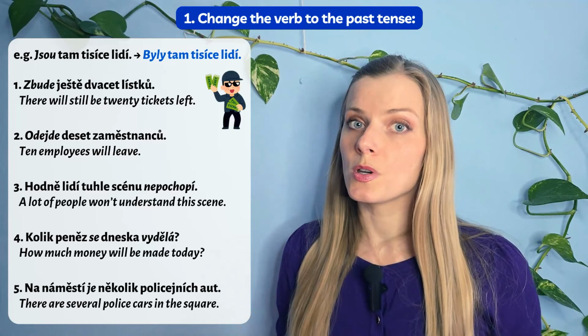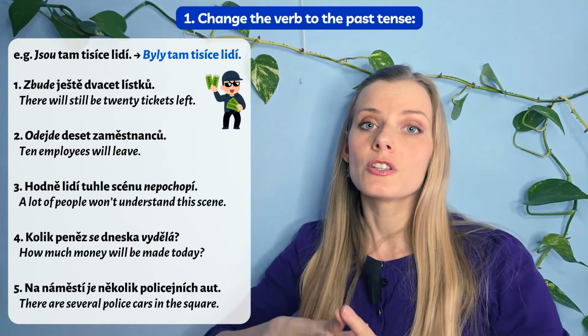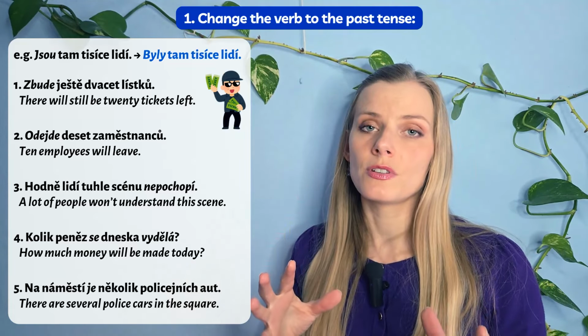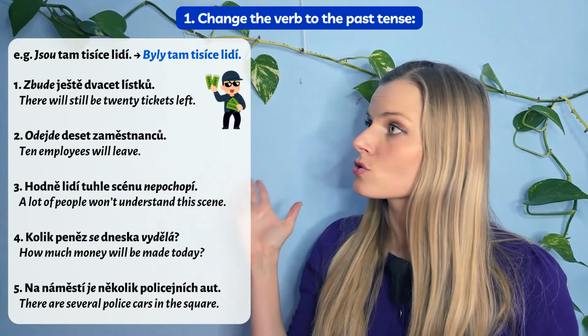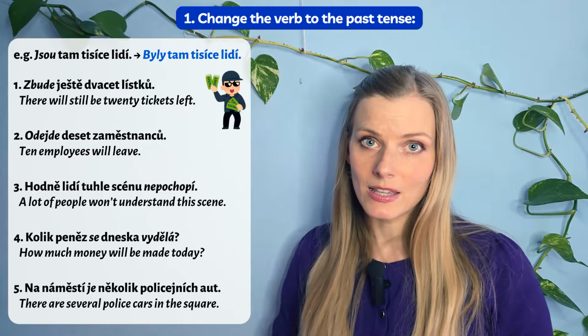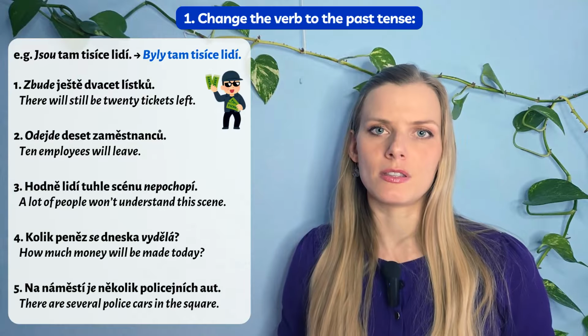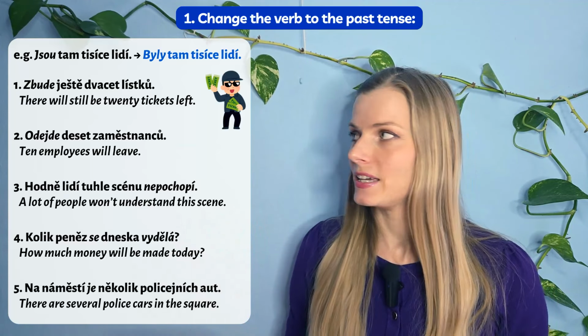We're gonna do 2 exercises. The first one is like this. You're going to change it into the past tense. That's all, nothing else. Just change the verb and put it in the past tense. Just like the example, jsou tam tisíce lidí, and you change jsou to byly. Byly tam tisíce lidí. Pause the video if you want some time to work on this. And let's check the exercise right now.